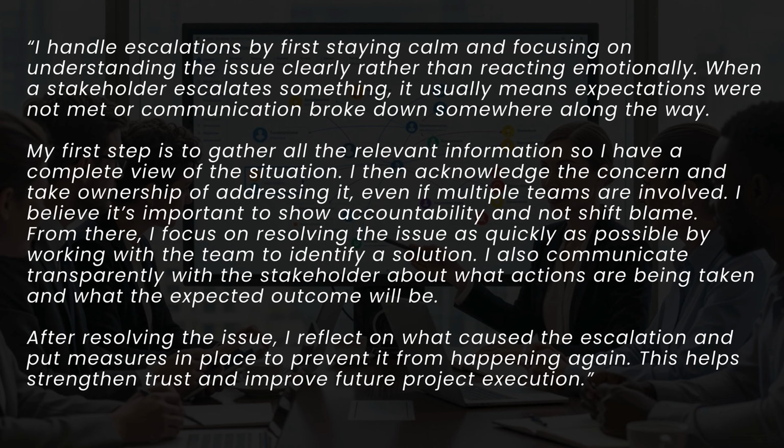From there, I focus on resolving the issue as quickly as possible by working with the team to identify a solution. I also communicate transparently with the stakeholder about what actions are being taken and what the expected outcome will be. After resolving the issue, I reflect on what caused the escalation and put measures in place to prevent it from happening again. This helps strengthen trust and improve future project execution.